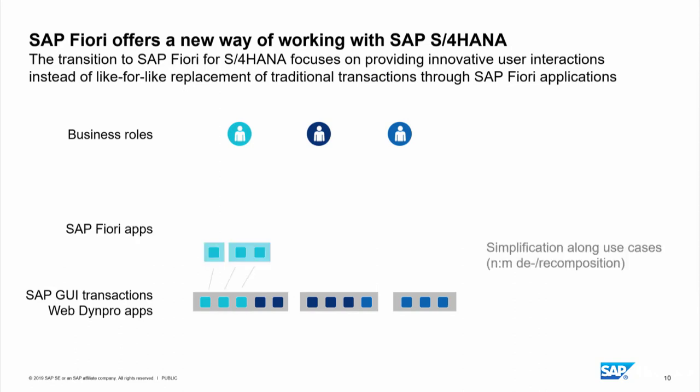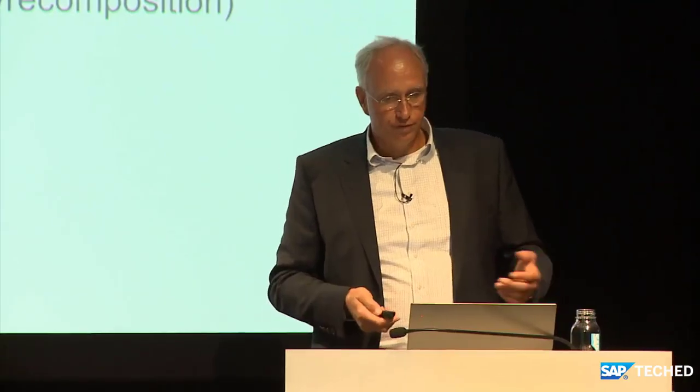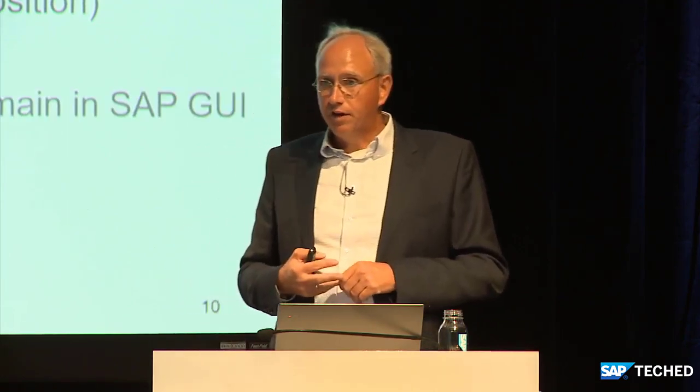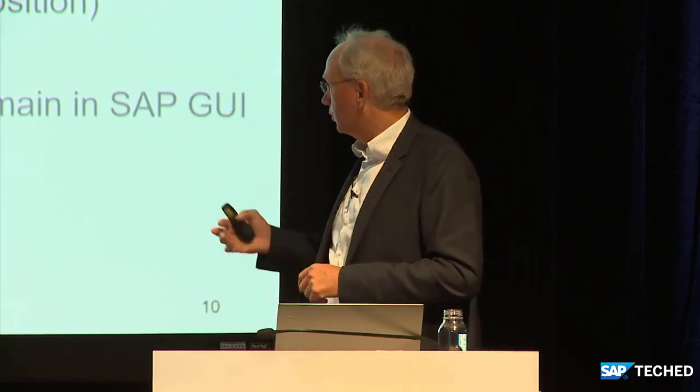And when we then implement or design Fiori apps, we look at really what is needed by this user role for this specific task. And we simplify along the use cases. So it might be that we do a decomposition. So one transaction is decomposed into multiple smaller Fiori apps. In other cases, we do a recomposition. Just taking parts of 2 transactions or 3 transactions, bring it into one Fiori app. But a lot of stuff will just simply remain in GUI.